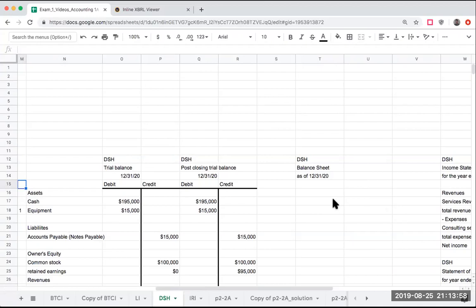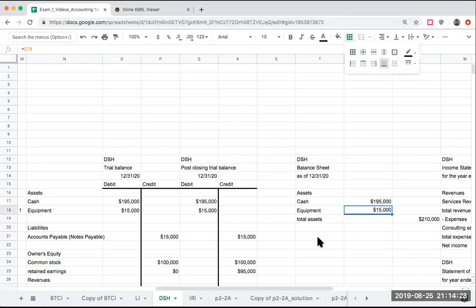So what am I doing in my balance sheet? I'm showing my A equals L plus OE: my assets are equal to my liabilities plus my owner's equity. So here we're going to have assets. My assets here are cash and equipment. So over here I've got 195 and then I've got 15,000. So my total assets are going to be $210,000. And my total assets need to equal my total liabilities, which is going to be here, accounts payable or notes payable.